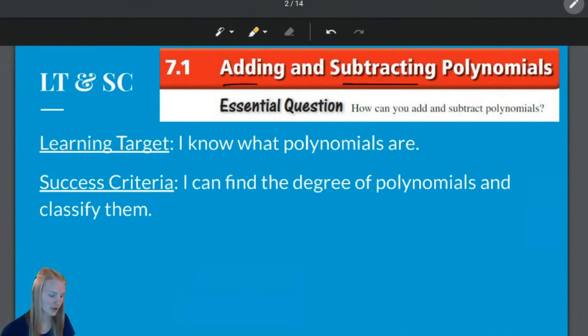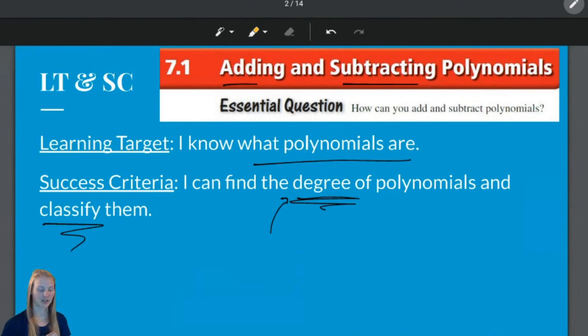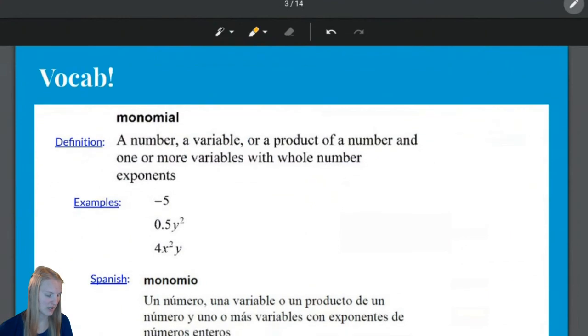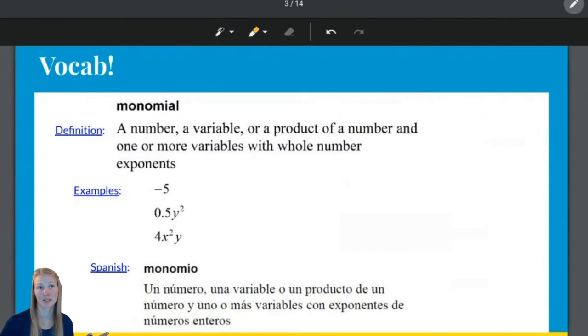So our learning target is that you know what polynomials are, and the success criteria is that you can find the degree of polynomials and you can classify polynomials. So lots of vocab words today. We're going to find out the degree, we're going to learn how to classify polynomials, lots and lots of information about polynomials. So, first off, we need to know what a monomial is.